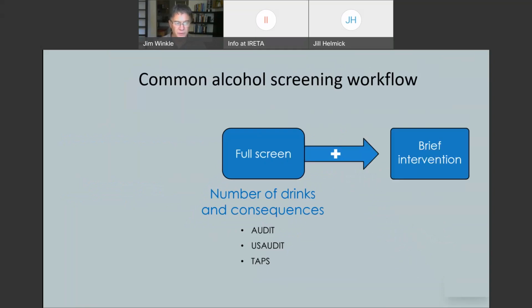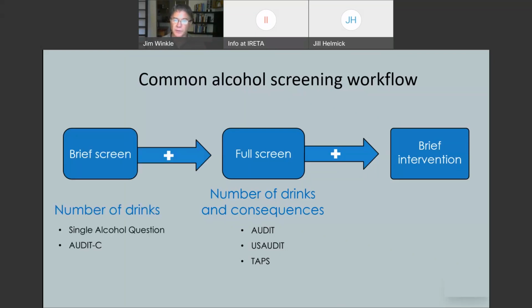And if someone's positive on a full screen, they typically get a brief intervention if that clinic has implemented a workflow to do this. And that brief intervention is a brief conversation that uses principles of motivational interviewing and hopefully harm reduction. It's a short conversation because this, again, is a medical setting, maybe primary care, not a counseling session where someone would have more time. So these conversations are typically 5 minutes or less, but there's good evidence that they can be effective towards reducing alcohol use with adults. And the commonly used full screens are the audit. We're going to look at these, the U.S. audit and the TAPS.